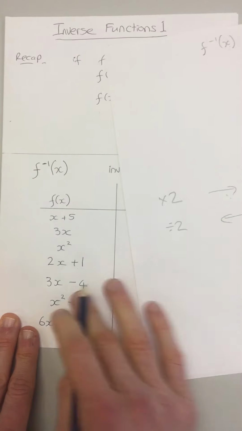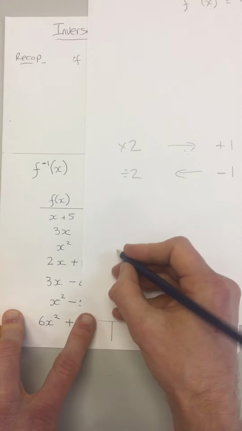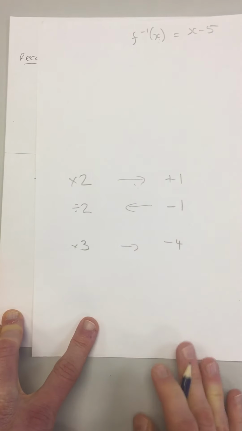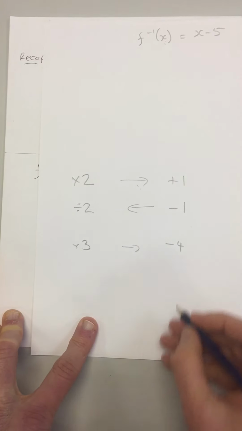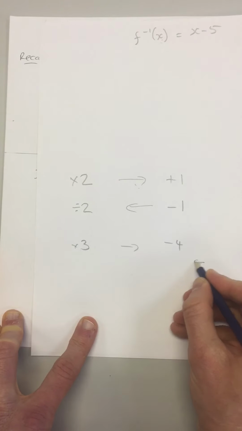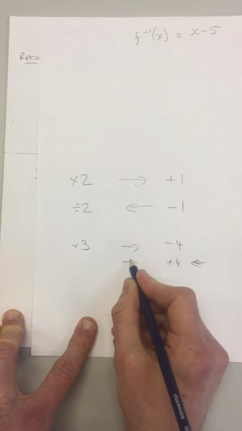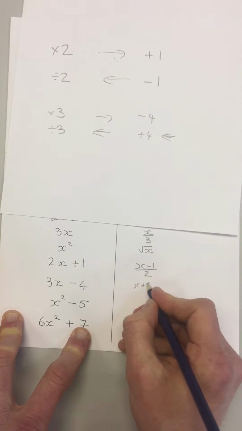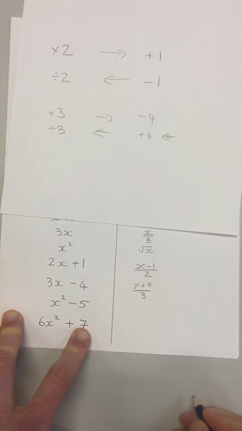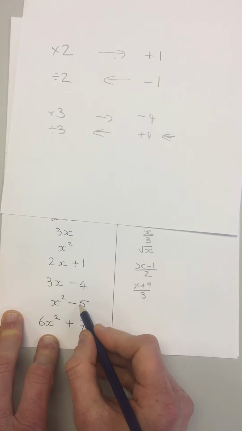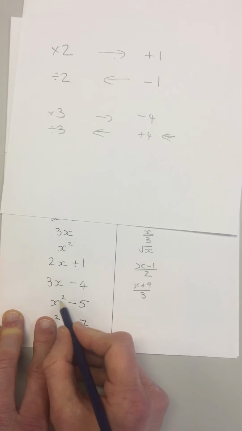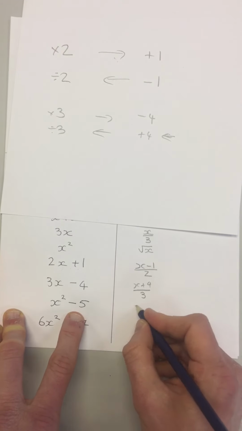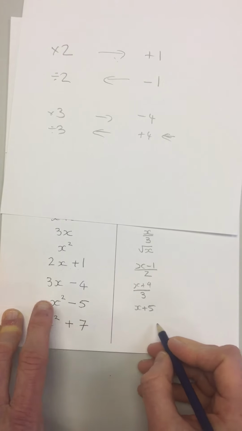If I've got a 3x minus 4, that's saying to times by 3 first, and then subtract 4 afterwards. If I want the inverse, going the opposite way now, I'm going to add 4 first, and then divide by 3. So I would write that as x plus 4 divide by 3. Here we've got x squared plus 5, so that would say to square the number first and then take away 5. So the inverse of that would be to add 5 first, so x add 5, and then square root it.